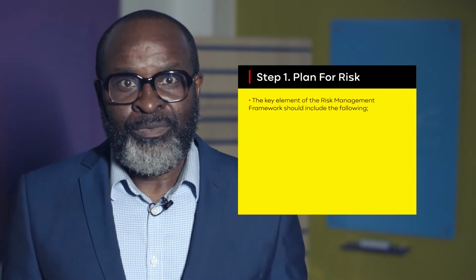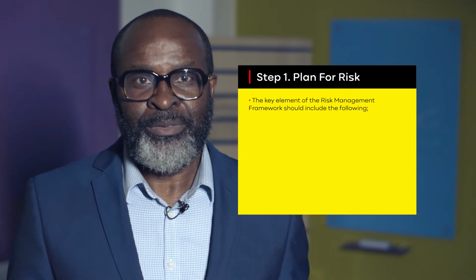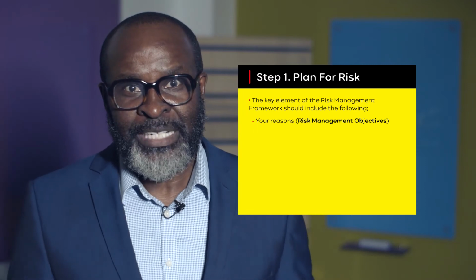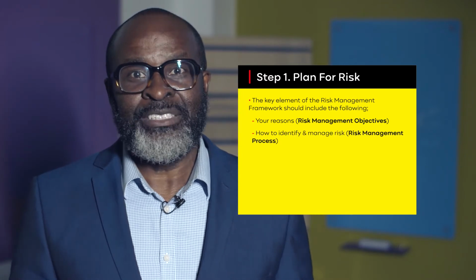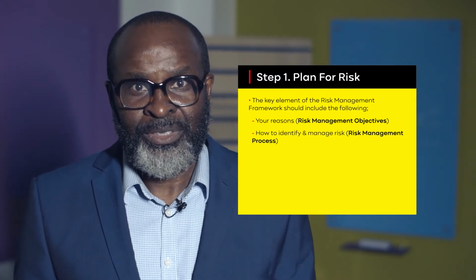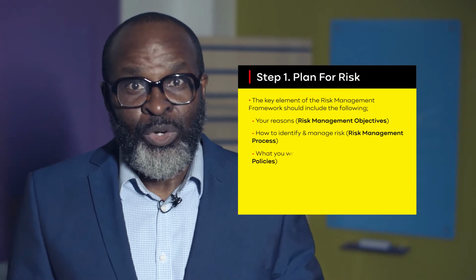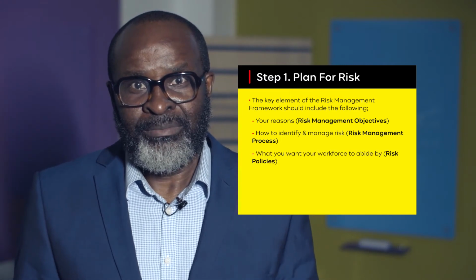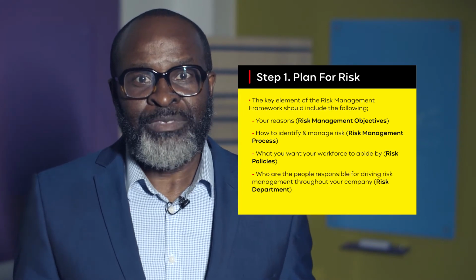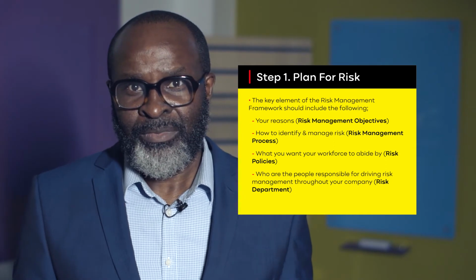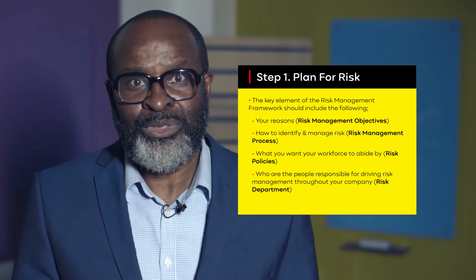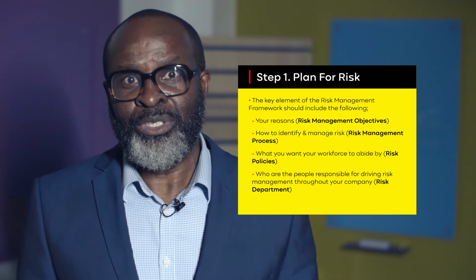The key elements of the risk management framework should include the following. Your reason for managing risk. This is your risk management objectives. How to identify and manage risk. This is the management process, the risk management process. What you want your workforce to abide by. These are your policies, your risk policies. Who are the people responsible for driving risk management throughout your company? And this is your risk department or whoever is in charge or responsible or has the right skills for ensuring that risk management is done within your company.